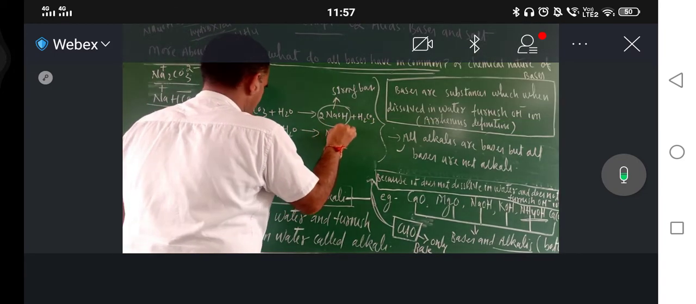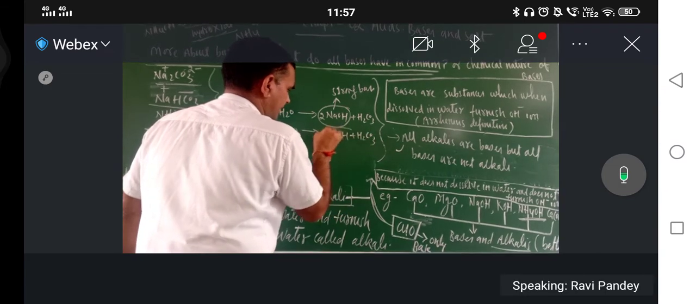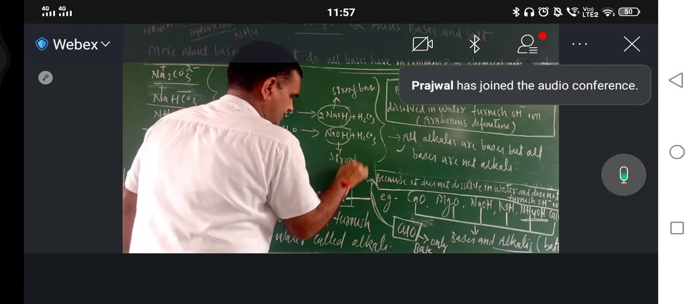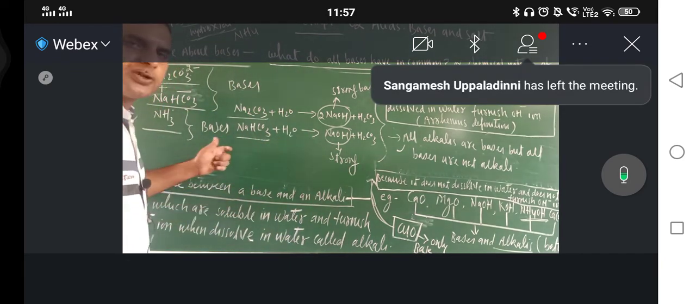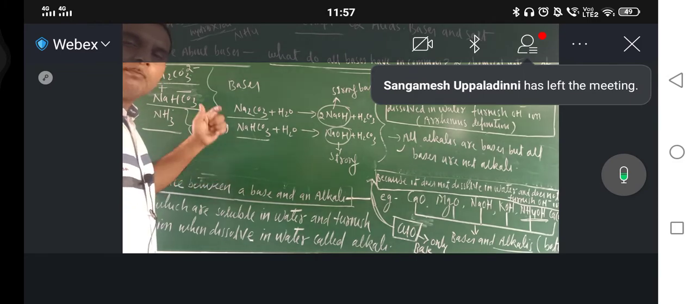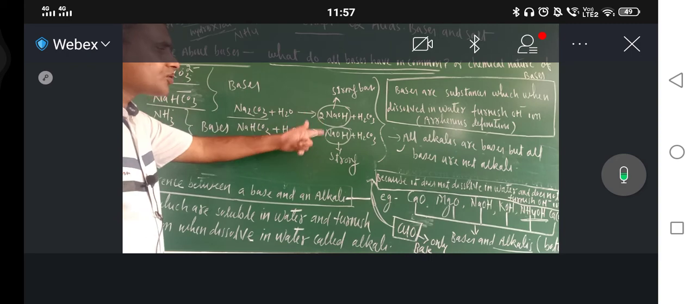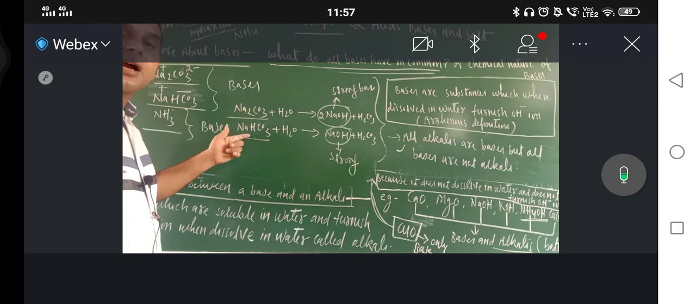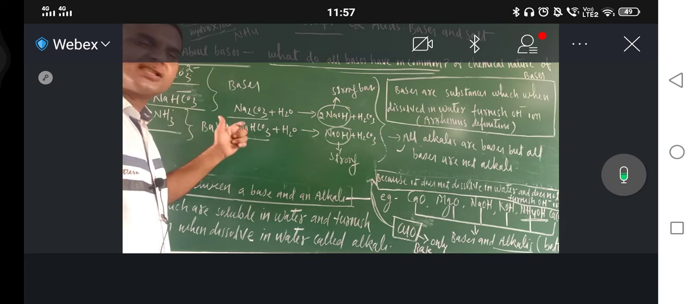Now the same is the case here also. NaOH plus H2CO3. So what is this one? This is also a strong base. So just see, even though Na2CO3 and NaHCO3 are salts, when they dissolve in water, they furnish sodium hydroxide, which is a strong base. That is why they are called basic salts.